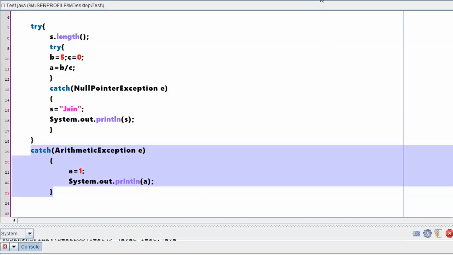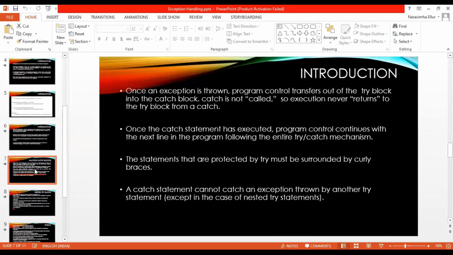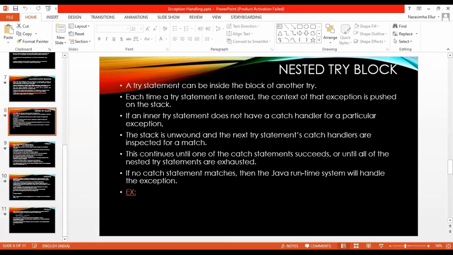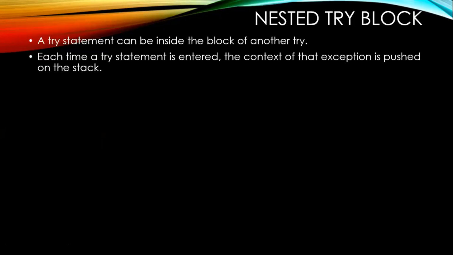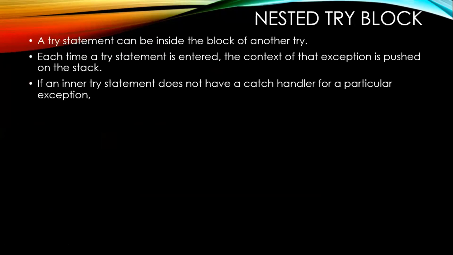Okay, so let us see the points which have been written in the slides with respect to our nested try block, right? A try statement can be inside the block of another try, then only it will be called a nested try, right? Each time a try statement is entered, the context of that exception is pushed on the stack, right? If an inner try statement does not have a catch handler for a particular exception, right? Have a program in your mind.